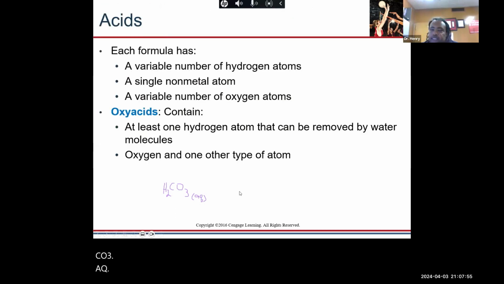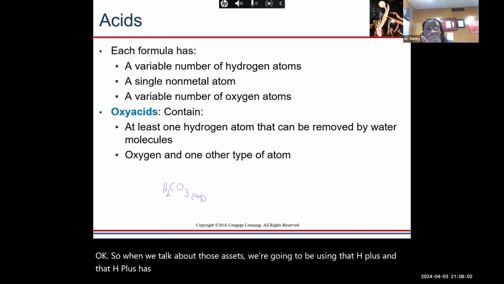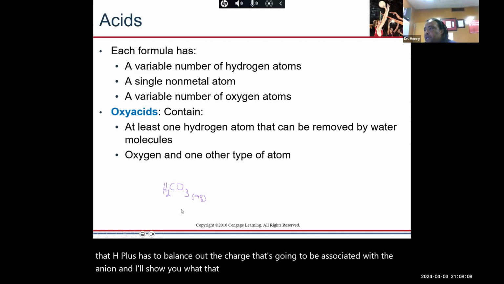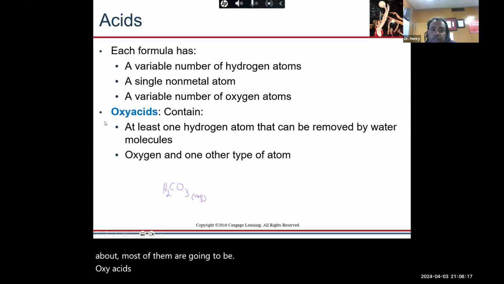So when we talk about those acids, we're going to be using that H plus, and that H plus has to balance out the charge that's going to be associated with the anion. And I'll show you what that means later. Now, most of the acids that we're talking about are going to be oxyacids, oxy for that oxygen, right? And acids because they have that H plus that can be removed to form that hydronium ion.